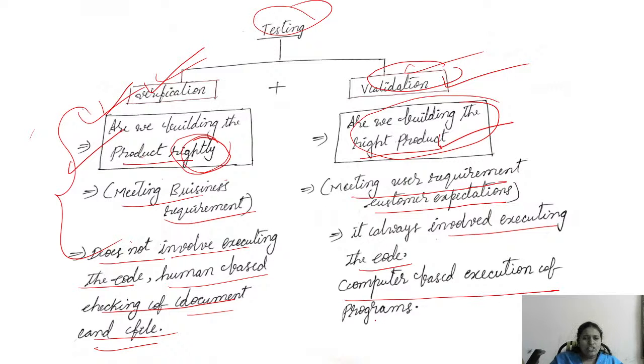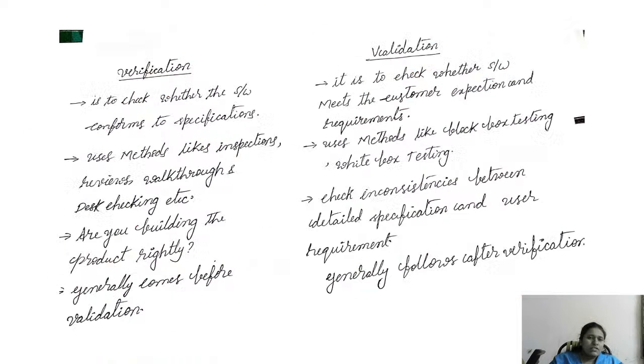Computer-based execution of programs. In the validation phase, how will we check? We will execute the programs. These are the differences between verification and validation. Verification checks whether the software conforms to specifications, and validation checks whether the software meets the customer expectation and requirements.